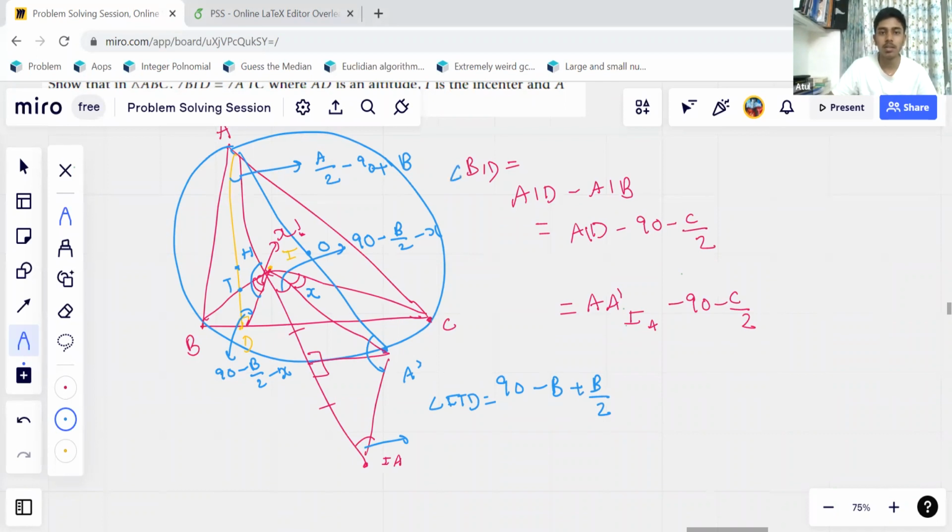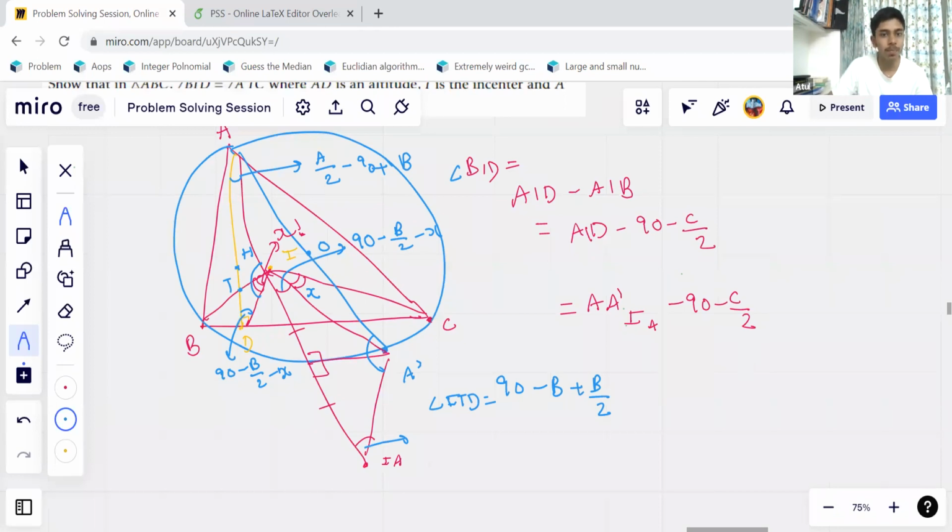We wrote angle BID as AID minus AIB. Or did we even do that? We did that at the end, I think, right? Yeah, okay. Let's not do the right angle; let's just show it the normal way. So if angle CIA dash is X, that's what we want to show angle BID is equal to.